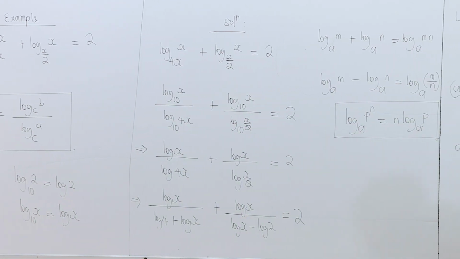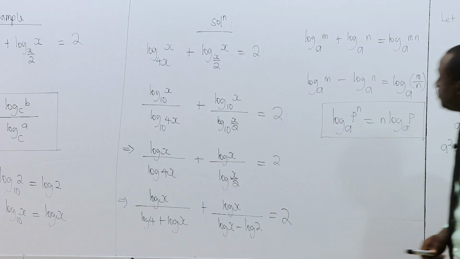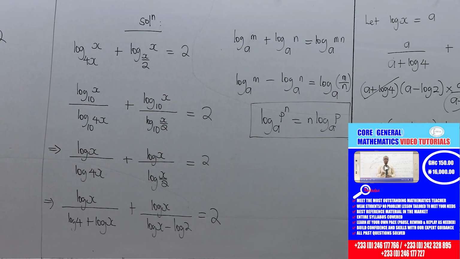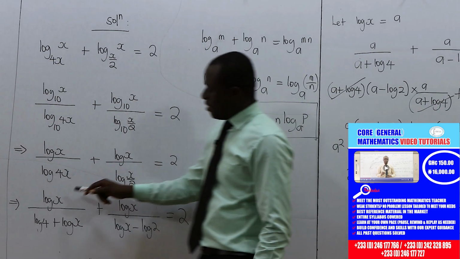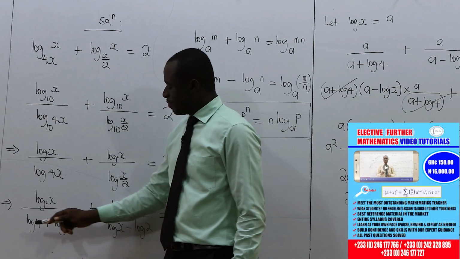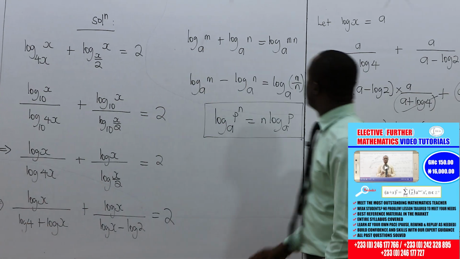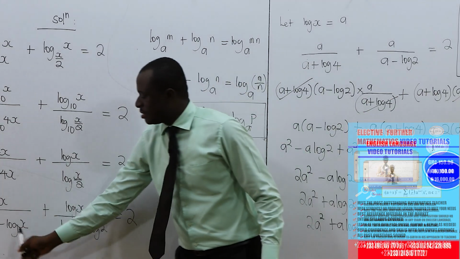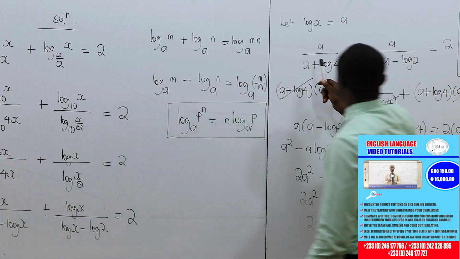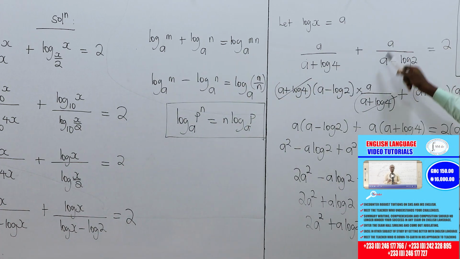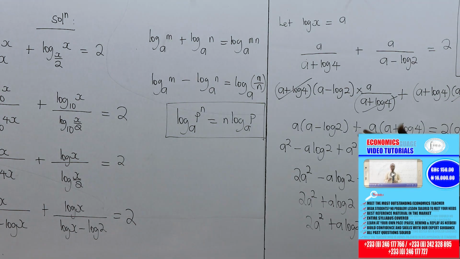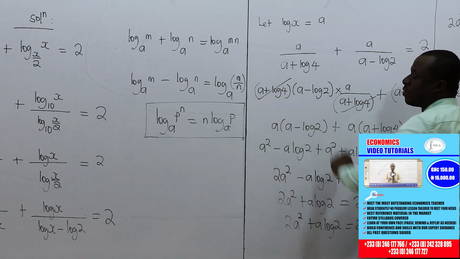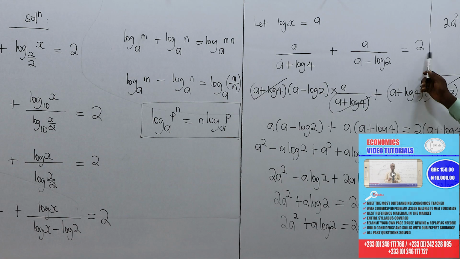What can we do? You can see log x, log x, log x, log x. So suppose log x is equal to a. Wherever you see log x, we call it a. So this is a over a plus log 4, plus a over a minus log 2. Addition is commutative. This should have been log 4 plus a, but I have interchanged it to be a plus log 4. So we have this nice equation.